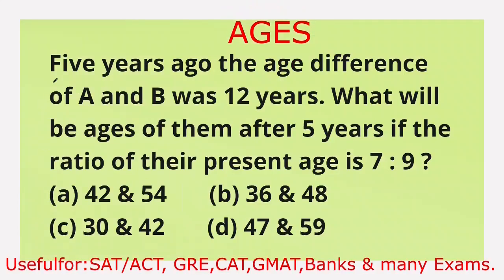Our question is: 5 years ago, the age difference of A and B was 12 years. What will be the ages of them after 5 years if the ratio of their present age is 7:9? The given options are option A 42 and 54, option B 36 and 48, option C 30 and 42, option D 47 and 59.